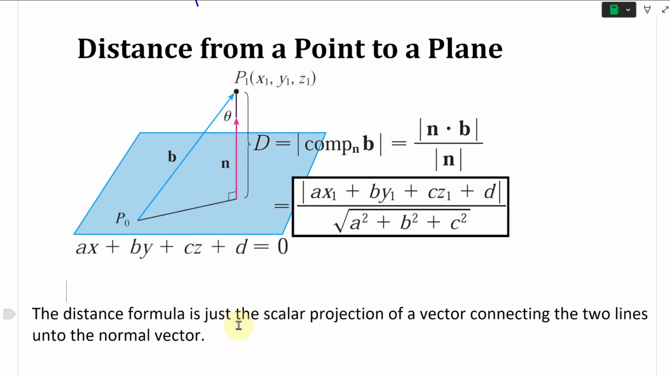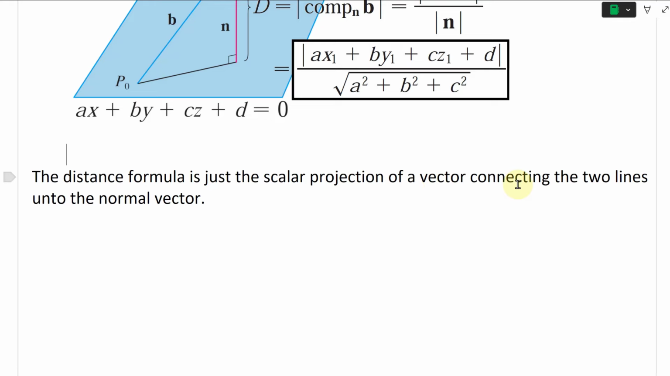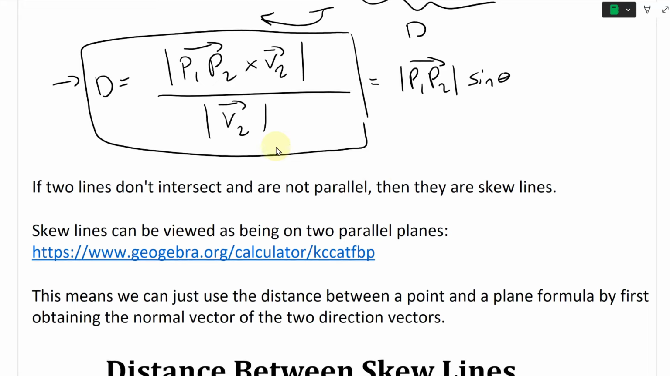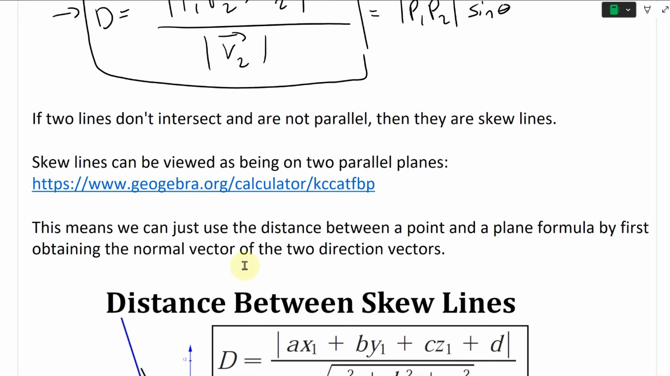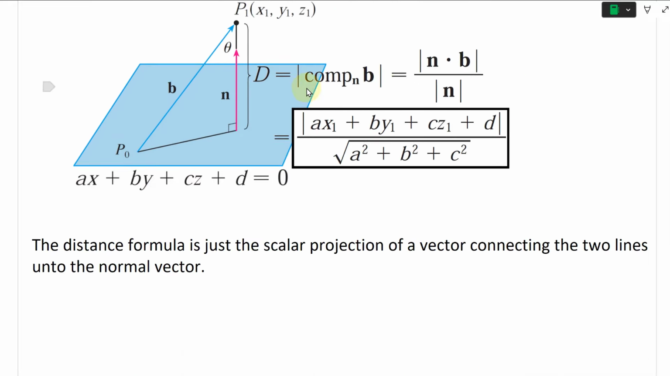And note that the distance formula is just a scalar projection of a vector connecting the two lines onto the normal vector. Again, the normal vector we can determine from the cross product of the two direction vectors, and I'll put this right here via the cross product. All right, and then for the distance we'll use a dot product.